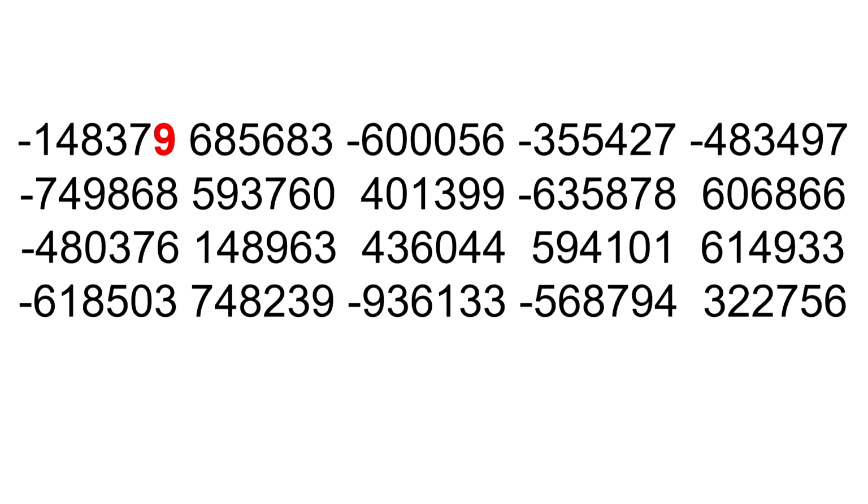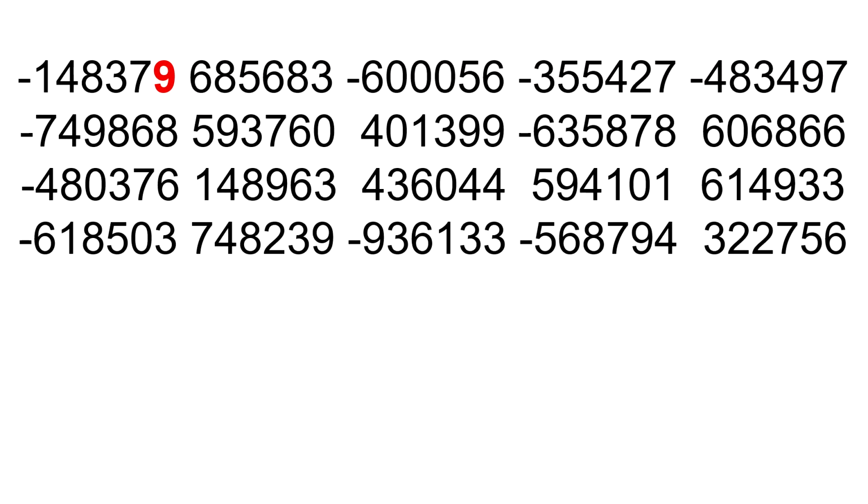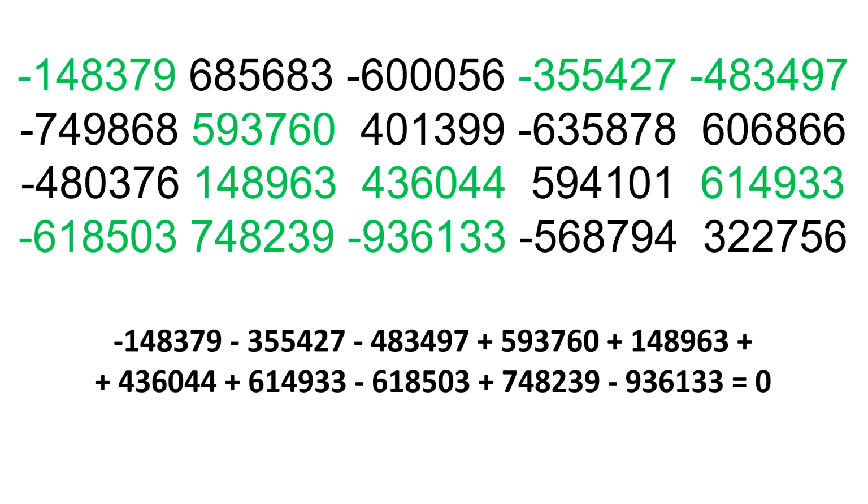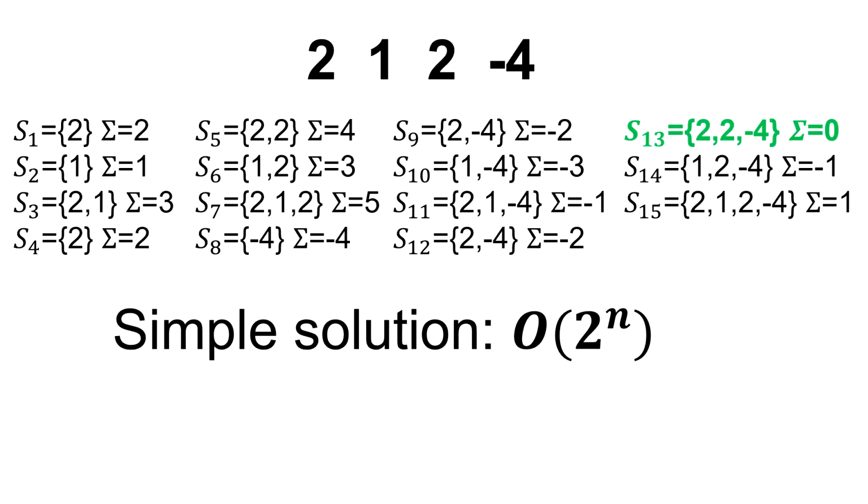So in this case, there isn't any zero-sum subset. But maybe if we just change one digit in the first number, oh, there is one, and it's almost impossible to find the subset we need. A simple solution would be to brute force all possible subsets and find the ones that add to zero.